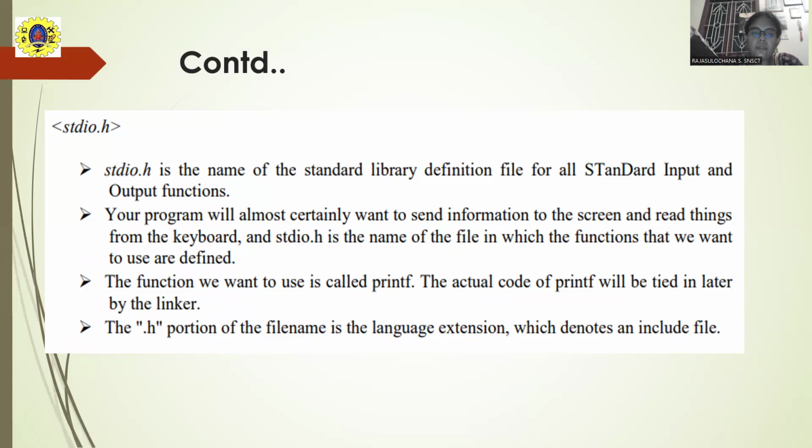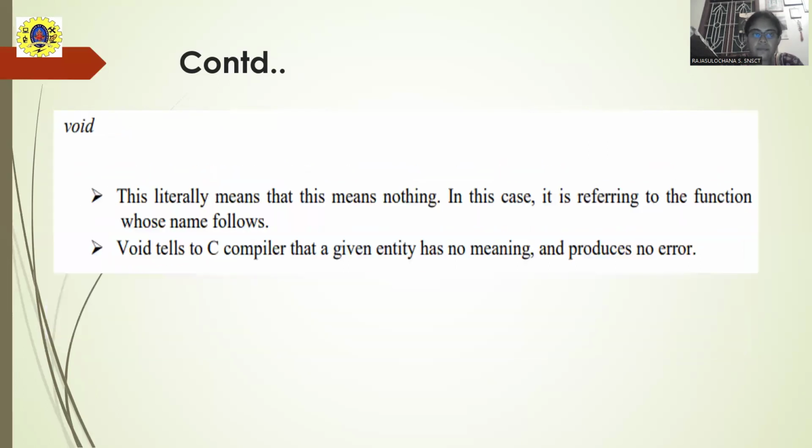So the function that we use is called printf. This printf is used for sending information to the screen. The actual code of the printf will be tied in later by the linker. So here, if you see this .h portion of the file name, which is the language extension, it denotes an include file.